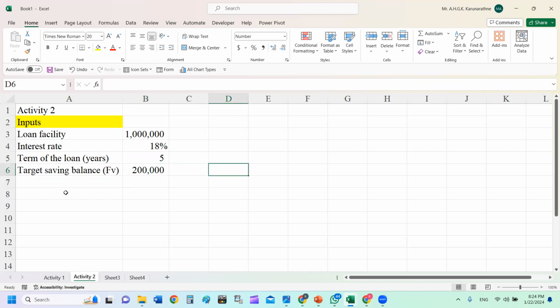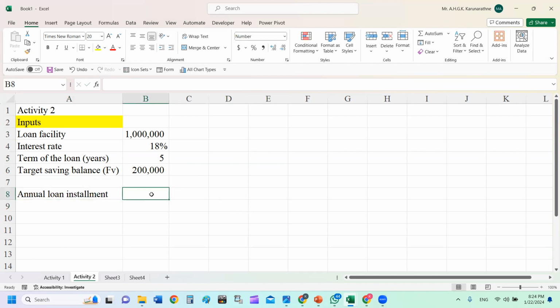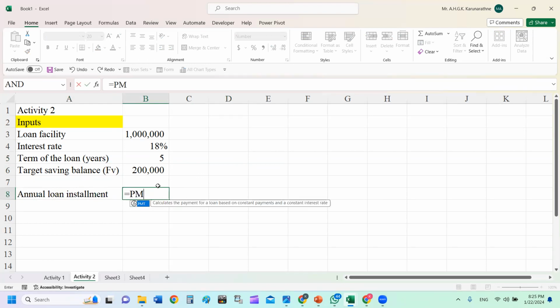Right. Then we will move on to our important calculation. Annual loan installment. How to compute my annual loan installment? You must use PMT, otherwise it takes time, right? PMT function use karanna. Type PMT. Then this formula comes, double clicking and show the variables. First, rate.